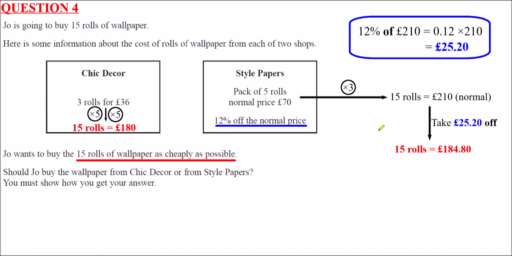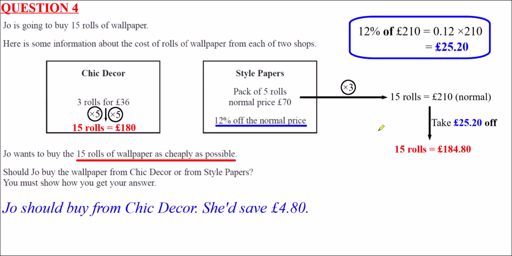Something which you might want to write down for your answer might be something like this. Just keep it nice and simple. Joe should buy from Chic Decor. She, or maybe he, would save £4.80. So they'd save £4.80 might be safe to put.